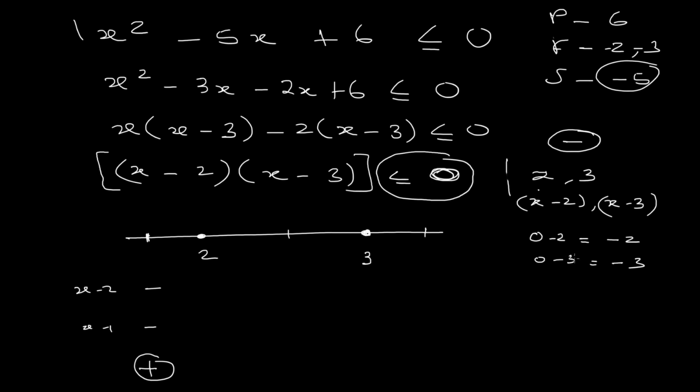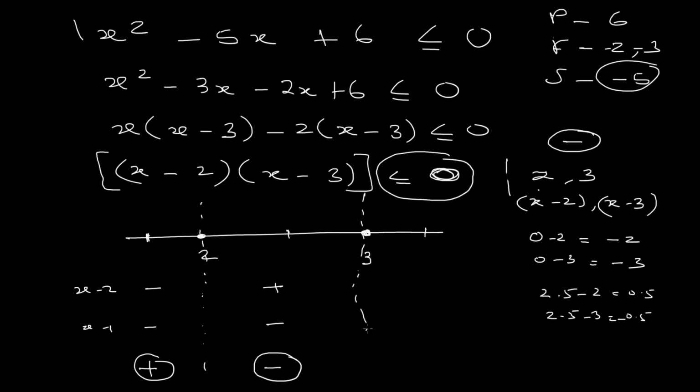We come here, we look at half. Okay, we can look at 2.5. So 2.5 minus 2 gives me 0.5, which is positive. Then 2.5 minus 3 gives me 0.5, but minus. So for this one, I'll get a positive, and for that one, I'll get a minus. The product of these two gives me a minus. So I'm checking these ranges. Remember, we're just checking these ranges here.